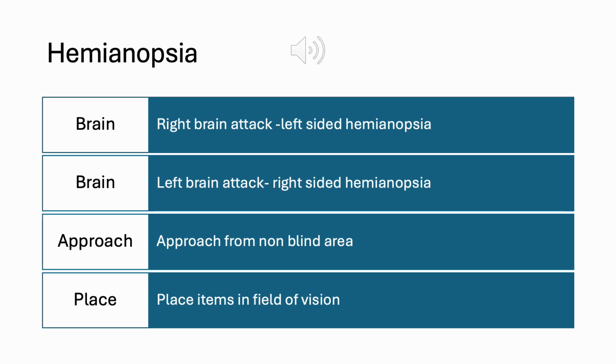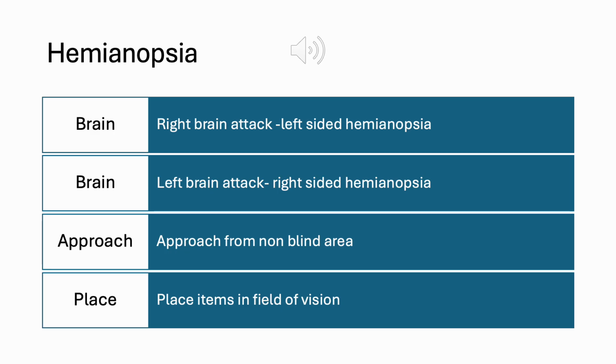Okay. So a couple of things you can do is approach the patient from the non-blinded area. Approach them where they can see you in the vision, and place items in that field of vision. I'll give you an example. Somebody who has right-sided hemianopsia had a left-sided brain attack. You want to approach them from the left side and put all their belongings on the left side.